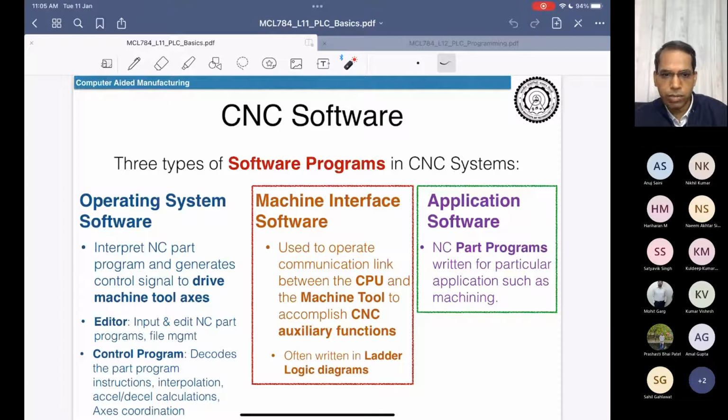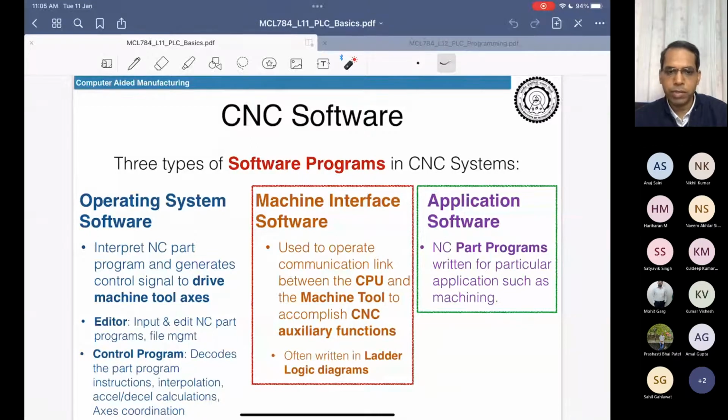When we talk about the machine interface software, basically, this software is used to communicate between the machine tool and the computer that you have. When I'm saying computer, it's basically the HMI, that is the human machine interface. So there's a computer interface through which an operator will be interacting with the machine, and then there's the machine tool. Now how will these two coordinate the functions?